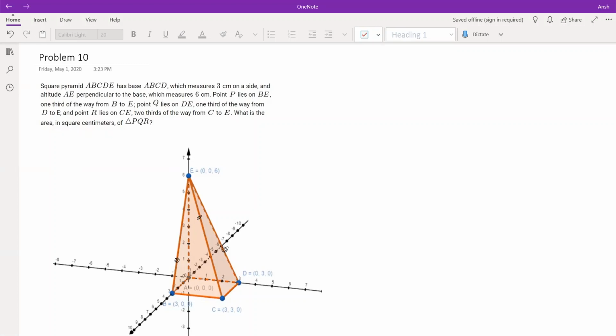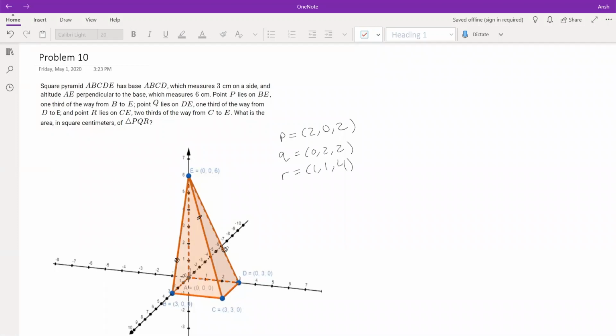If we use our formula, we get that P equals (2, 0, 2). Again, in these coordinate systems, instead of just x, y, we have x, y, z. So if P is 1/3 of the way up from B to E, we get that P is (2, 0, 2). And similarly, we would get Q equals (0, 2, 2). And finally, R equals (1, 1, 4).